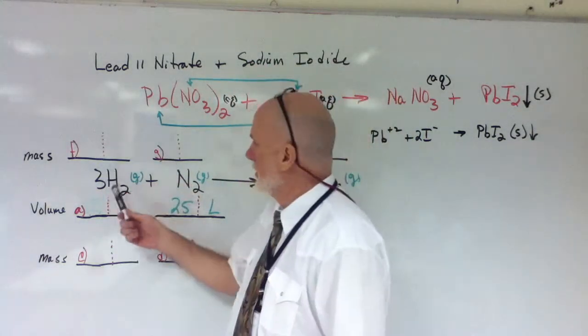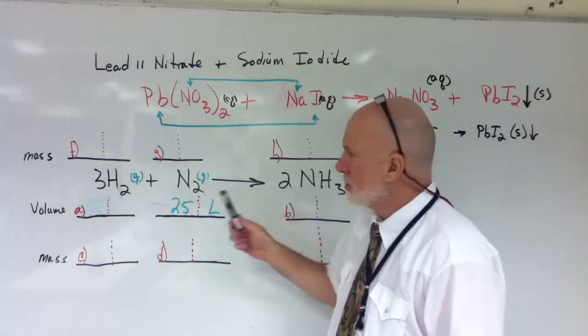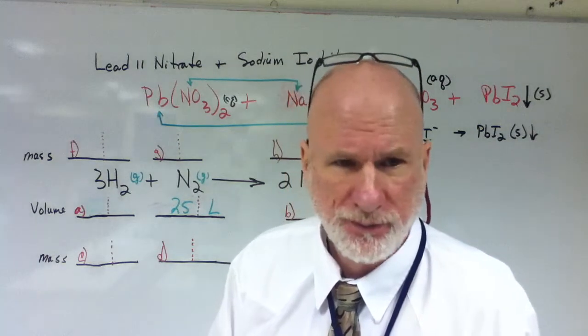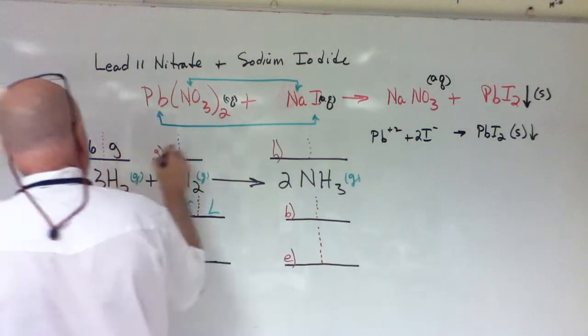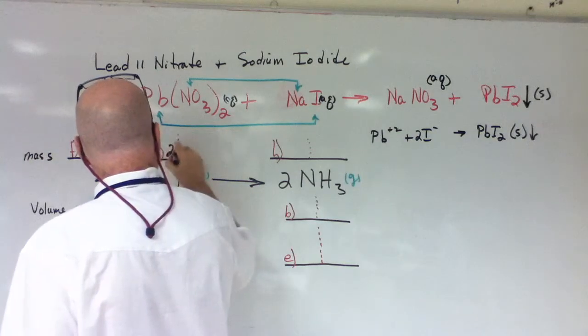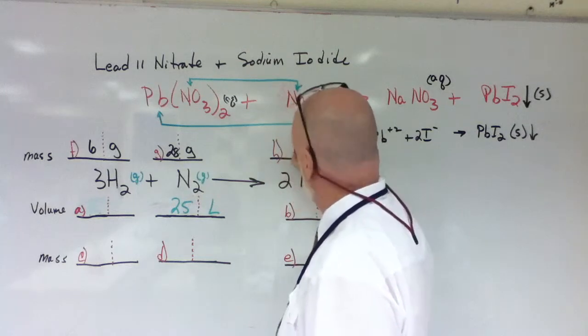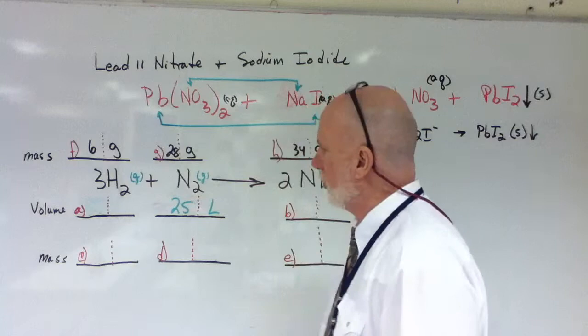This says 3 moles plus 1 mole is 2 moles, correct? So 3 moles of hydrogen would have what mass? 6, right? 6 grams. This would be 28 grams. This will be what? 34 grams, and you can see that 6 plus 28 is 34.